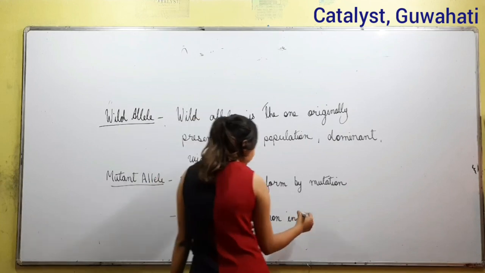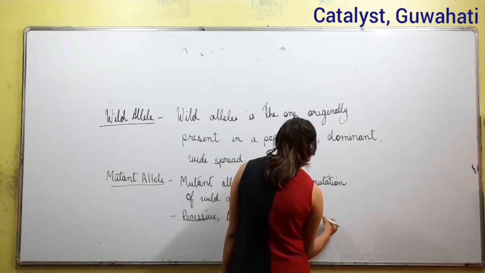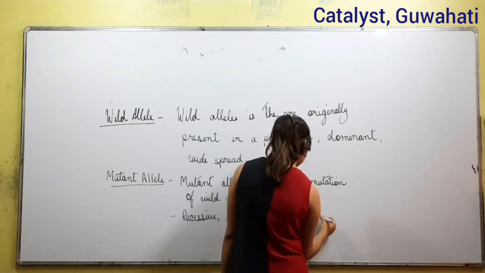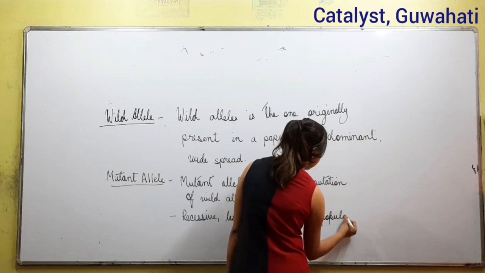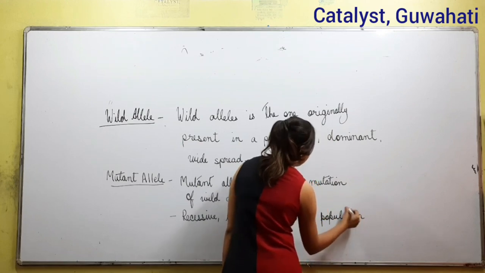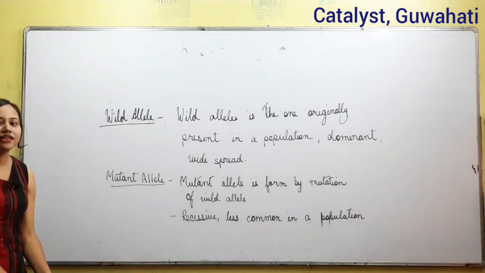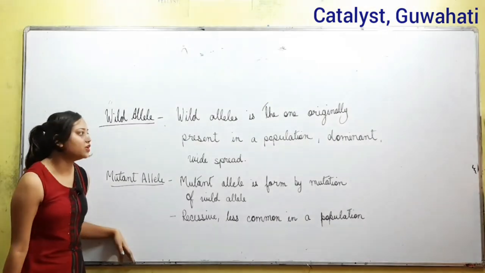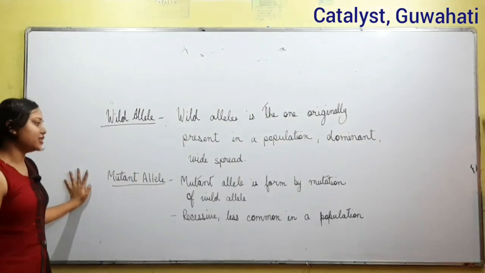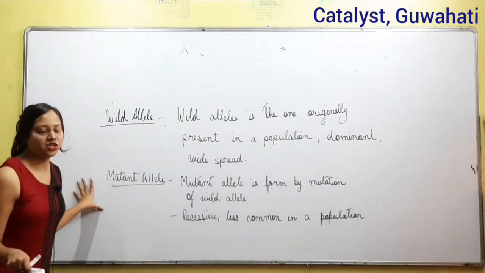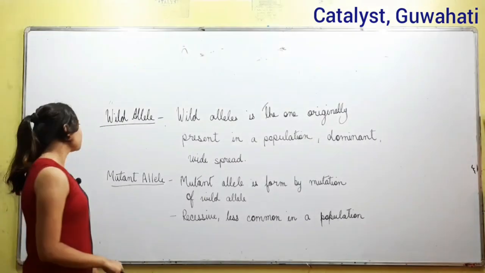So allele types: dominant, recessive, wild, mutant. Okay, so wild alleles are the ones originally present in the population, and they are dominant and widespread. Mutant alleles are formed by mutation, they are recessive and they are less common in a population.